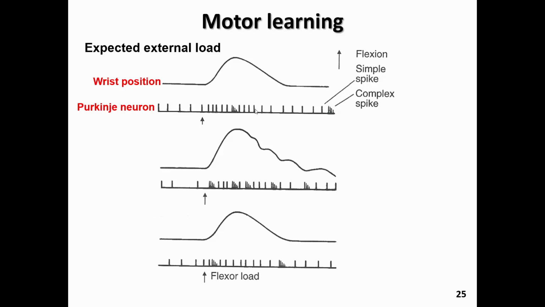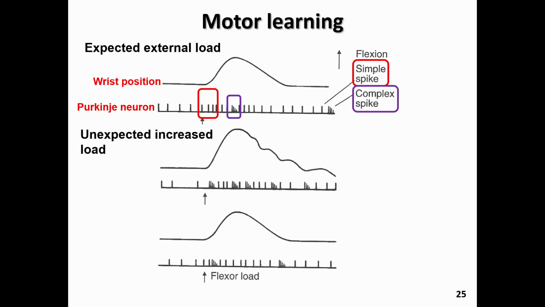So what we see here is a series of what are called simple spikes and occasionally complex spikes, illustrated with this more complex burst of these Purkinje cells, when the wrist begins to accommodate and returns back to the original position after being handed an external load, but that external load is expected.